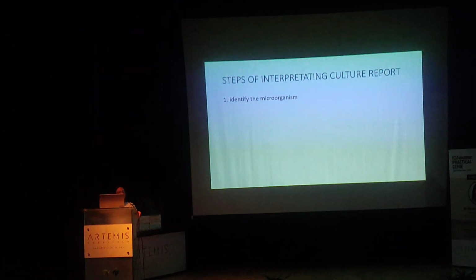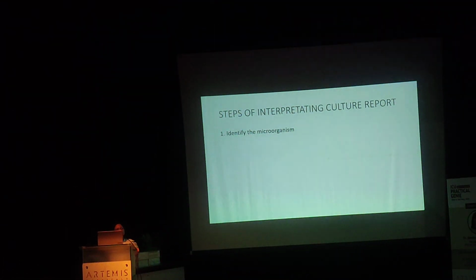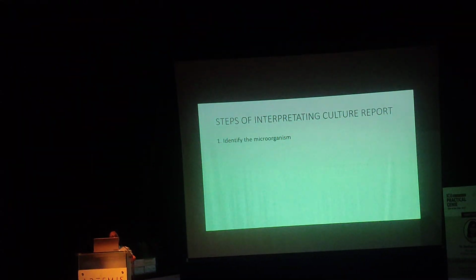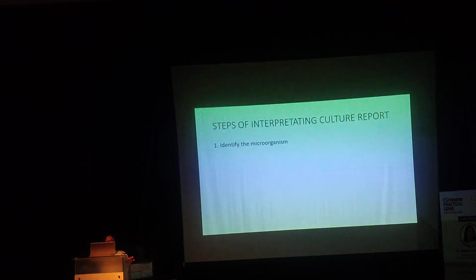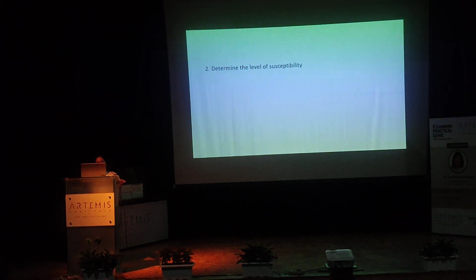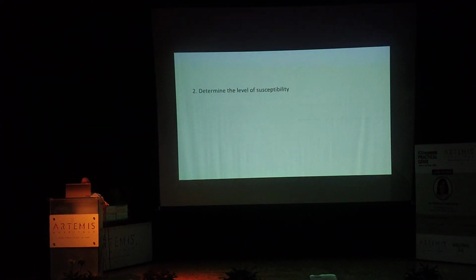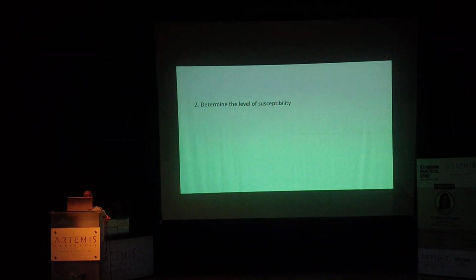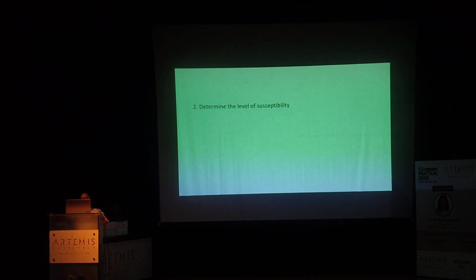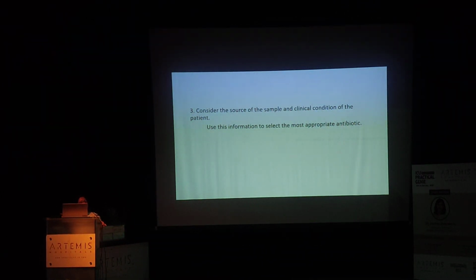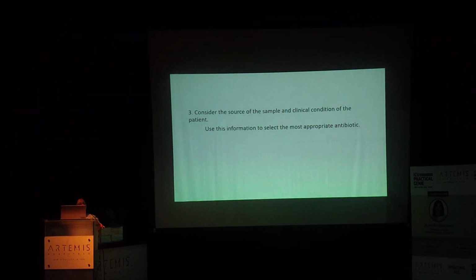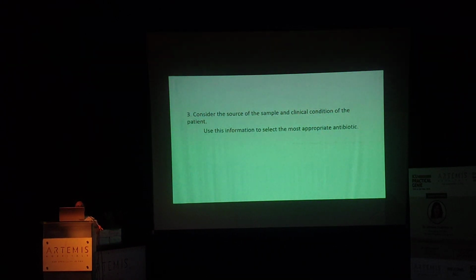So, steps of interpreting a culture report. In general, I will go through 4 points. First is identify the microorganism. We go through the culture report and read which microorganism is there. Then determine the level of susceptibility shown in the culture report, which drugs it is susceptible to and which it is not. Then consider the source of the sample and the clinical condition of the patient, and use this information to select the most appropriate antibiotic.